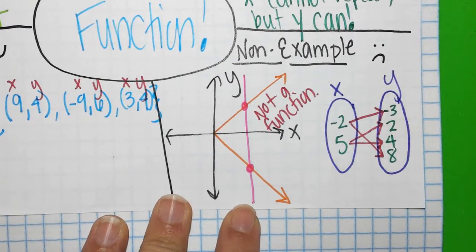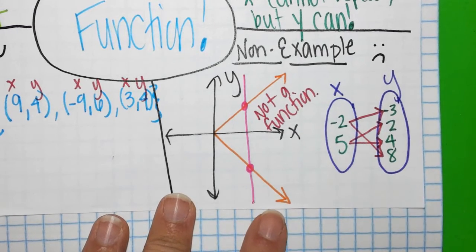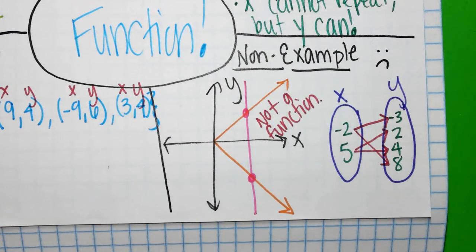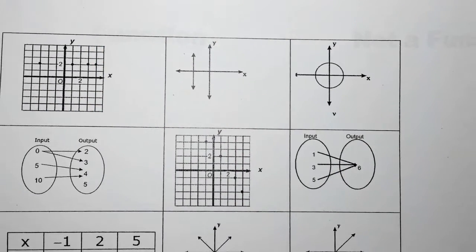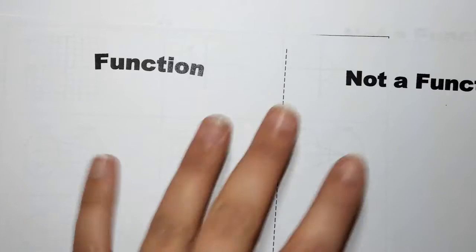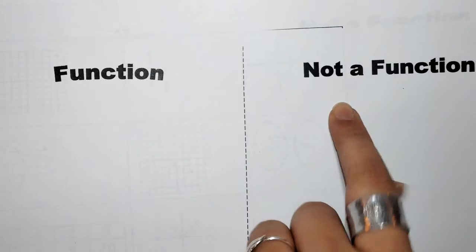Can our y value repeat? Fantastic. So could we have multiple arrows go into one y? Yeah. All right, so tonight your homework is you're going to have some problems, and you're going to have to tell me if it's a function or not. I'm going to hand it to you now. You're going to have to cut them out, so you can work on that now. And then you're going to glue it or tape it on the function side or not a function side.